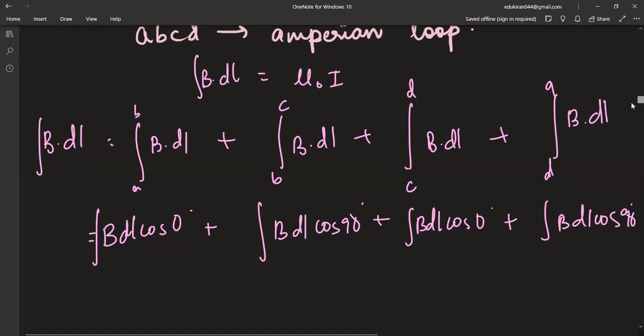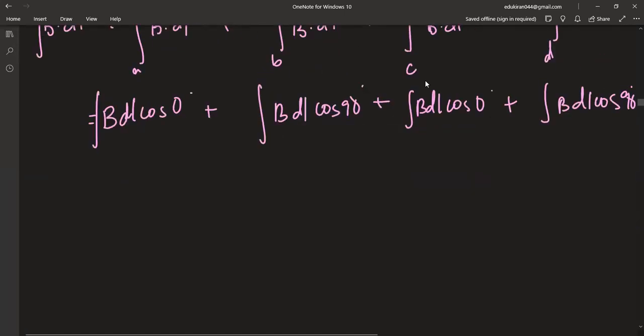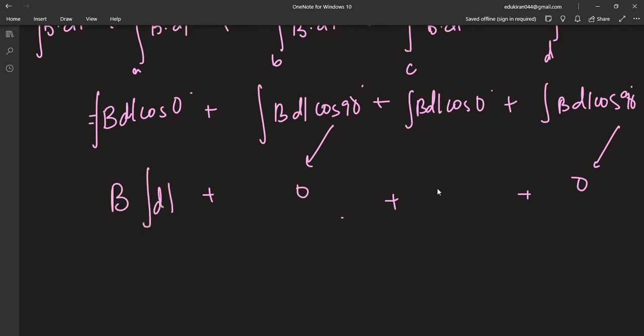Now, when you are solving this, the best part is that this term will be 0, this will be 0. So you are just left with B dl cos 0. Here also you are left with the integral of B dot dl. So take the magnetic field common, integral of B dl. Here also take the magnetic field outside as common, and B dl.